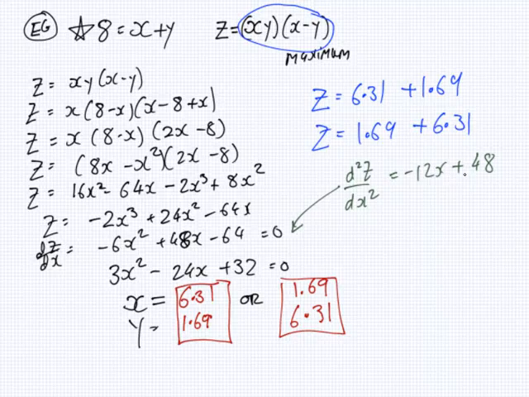Now this one's kind of interesting because not both answers give me a maximum. One of them gives me a minimum. Yeah, we have to choose the x and the y. What do you mean? We have to choose which value is the x. We have to choose if 1.69 is the x or is the y. That's what we have to do.